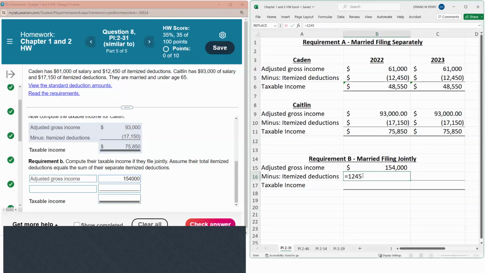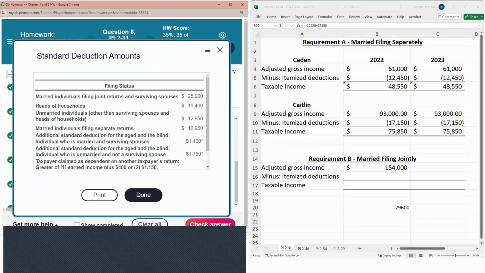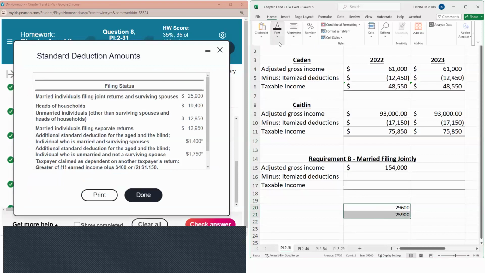17,000. And we'll do it here actually. 17,000 or 12,450 plus 17,150. So the total itemized deduction is 29,600. So we view the standard deduction amounts. So for married individuals filing joint returns and surviving spouses, in such case, it's 25,900. So keep in mind, to determine the taxable income, we take the greater of the two.